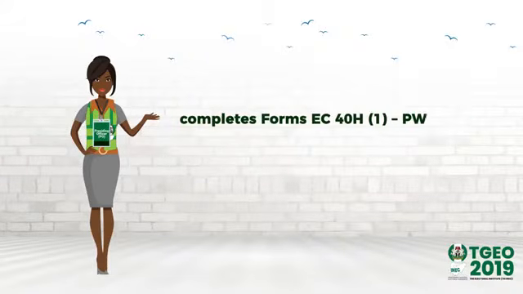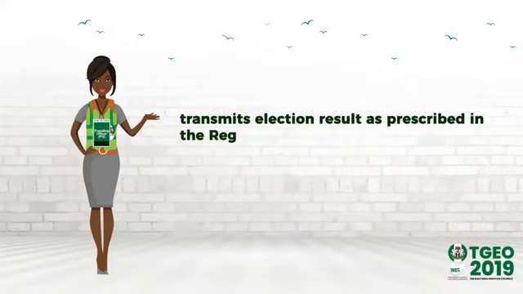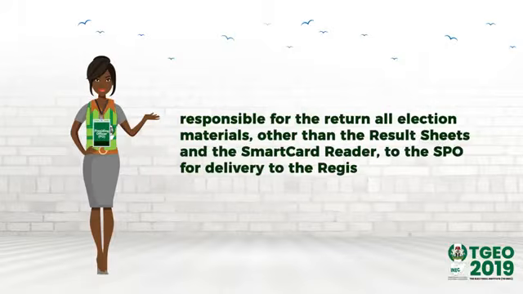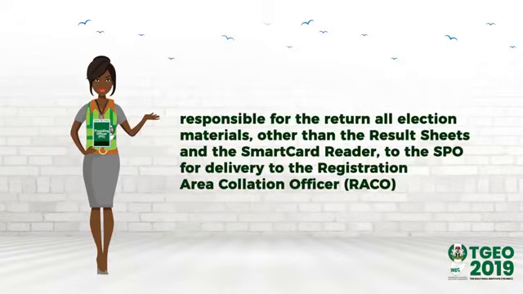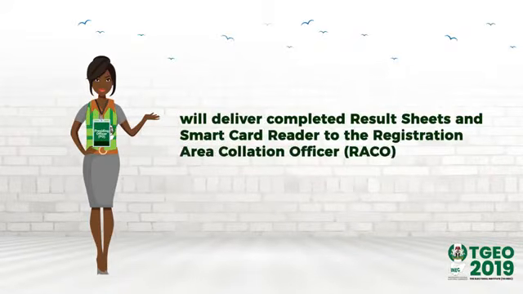Complete forms EC40H1, PWD Voter Information and Statistics. Transmit election results as prescribed by the Commission. Responsible for the return of election materials and equipment to the Supervisory Presiding Officer and Registration Area Collation Officer, RACO. Will deliver completed result sheets and card reader to the RACO.